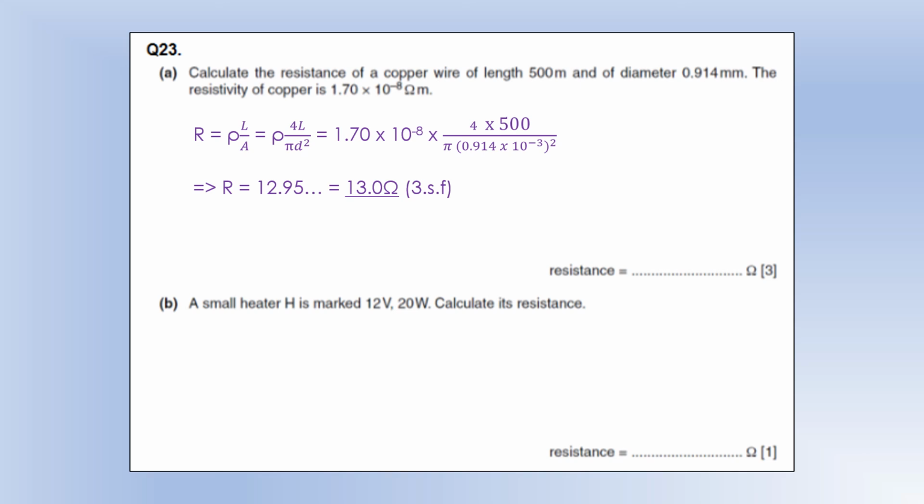So the diagram showed us a small heater, and it's 12 volts, 20 watts, calculate its resistance. So we've been given potential difference and power. We want resistance, so we'll just rearrange this equation, gives us the resistance of the heater at this particular power potential difference rating.